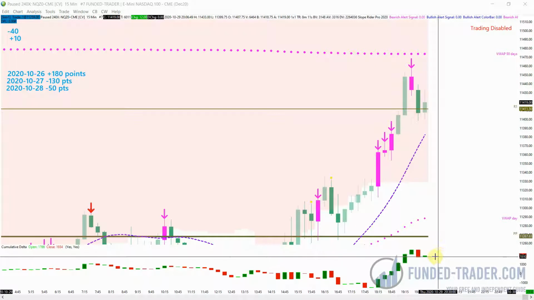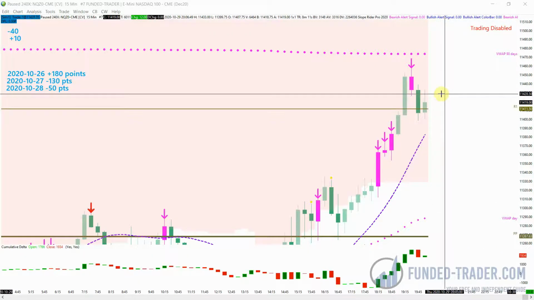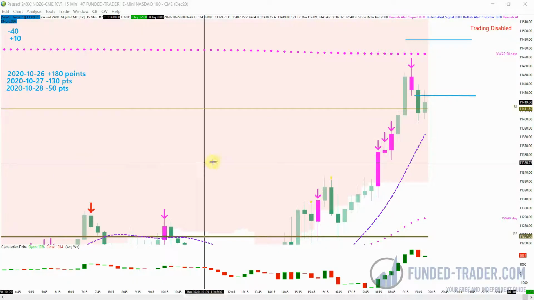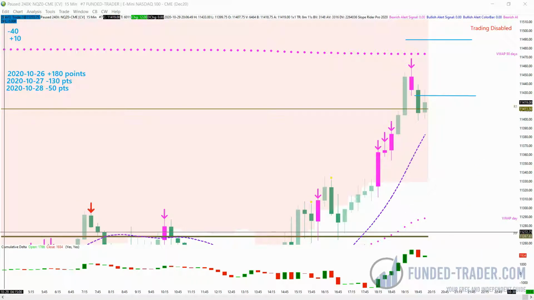Cumulative delta is very low still, even though there has been such a nice large move. I would have shorted here when this retraced there. Protection above 90 days, 60 points. Let's see what happens. Take profit at the VWAP day, not further than that, definitely.